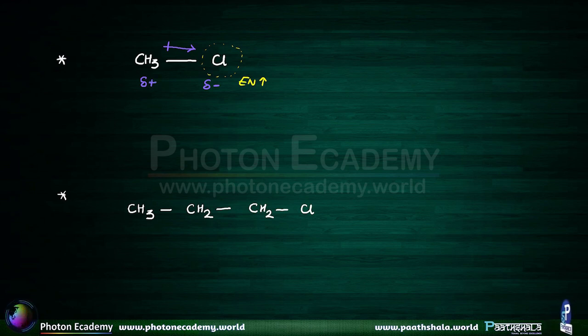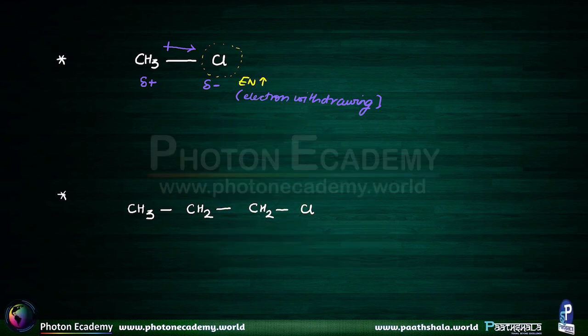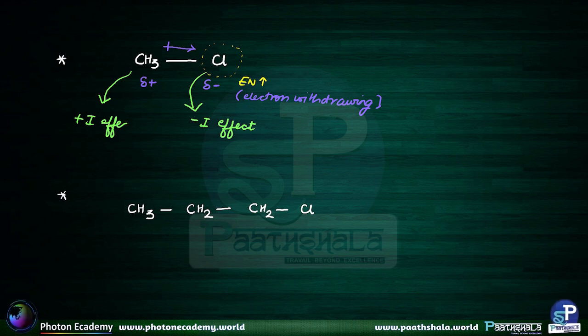Now we can call this electron withdrawing. Okay, and we can call this as electron donating. Now, because we are doing plus I and minus I effect, that is inductive effect, we'll say that this one here, Cl, executes minus I effect and CH3 here executes plus I effect. So this has minus I effect and this has plus I effect.